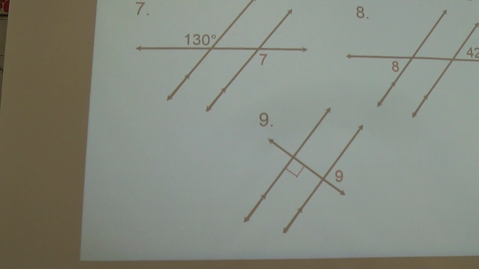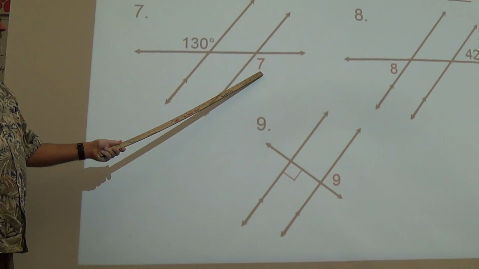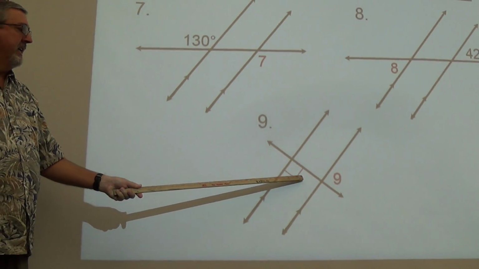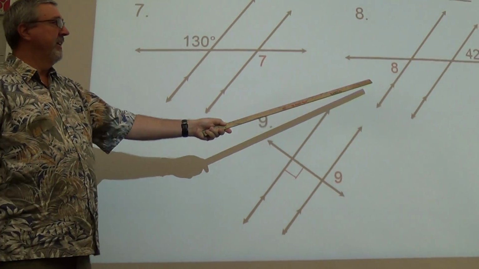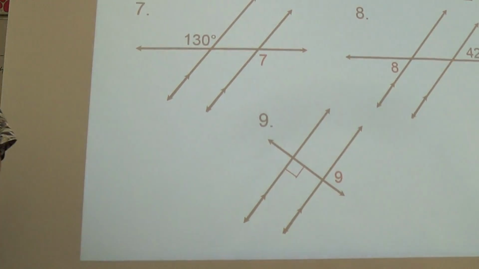All right. So if this one is 130 degrees, this one would be 130. If this one is 90, this one is 90. And if this one is 42, this one would be 42.